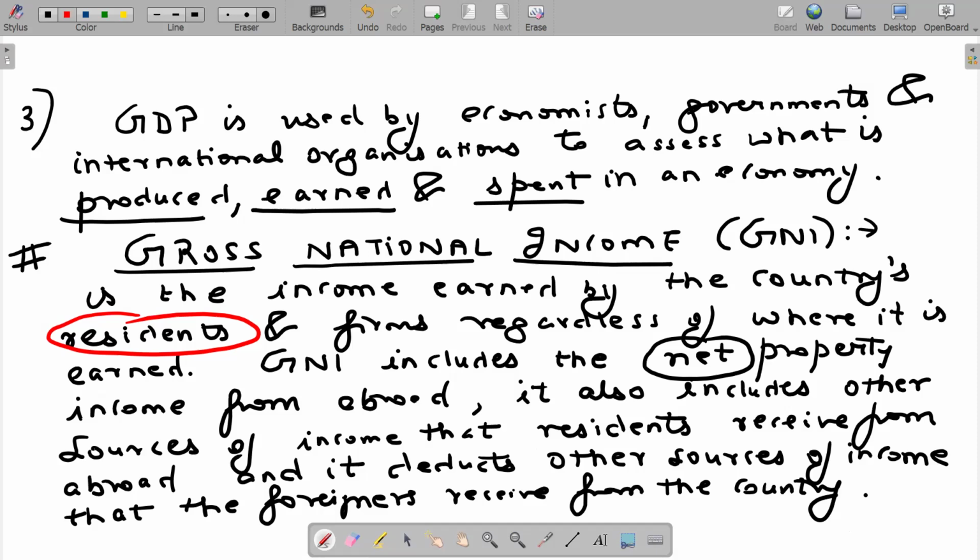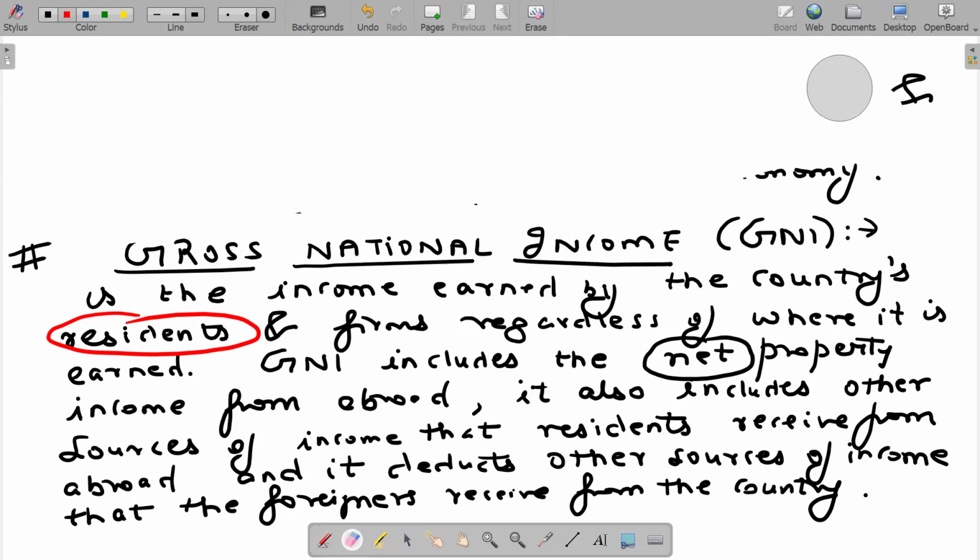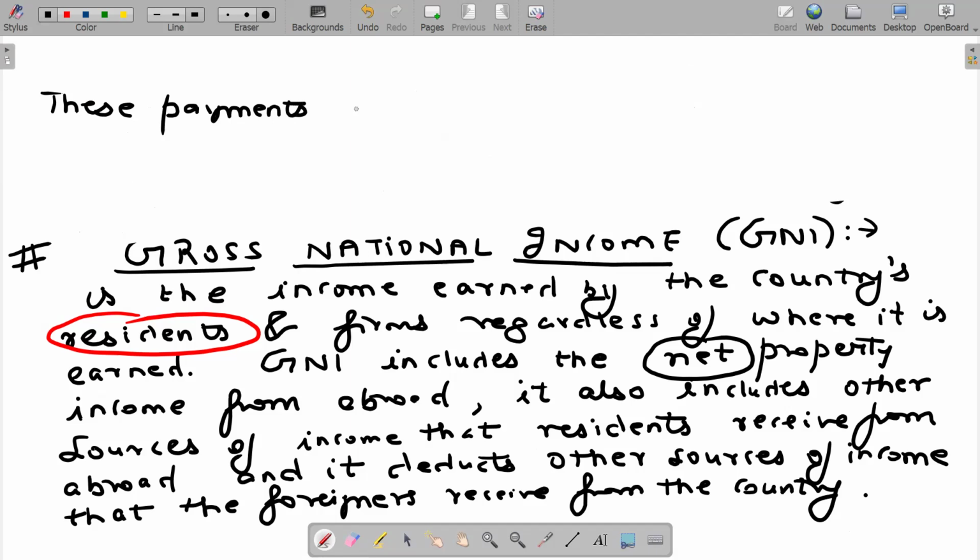Okay, it also includes, I can further erase the initial portion off and continue on the top. I can further write that these payments, when I talk about these payments, are net receipts. These payments are the net receipts of compensation of employees.